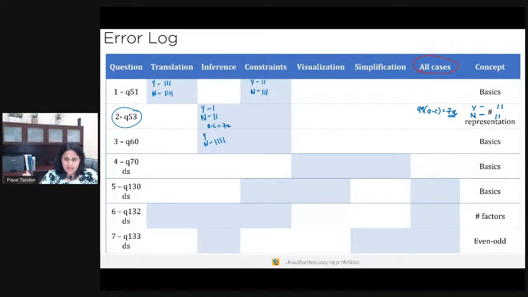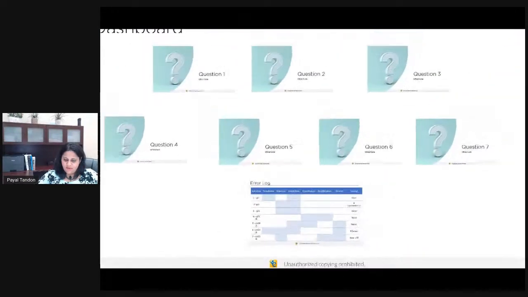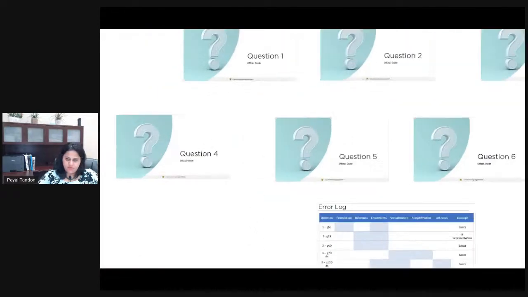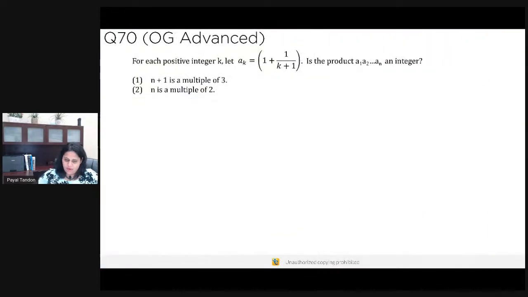Okay. All right. So now let's move on to our first DS question, number 4 here. Let's go ahead. And again, obviously the choices are A, B, C, D, E. All right, go ahead and let's solve this question.